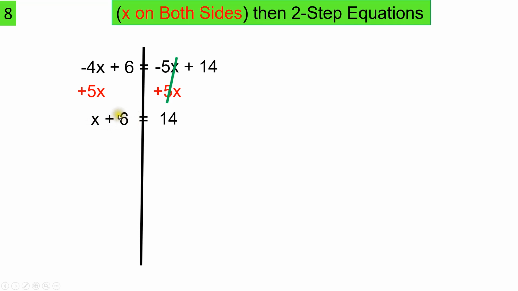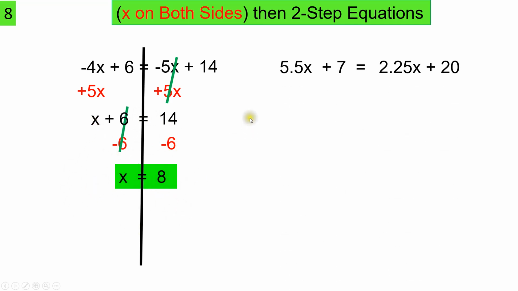I've got to get rid of this guy so that x can be by itself. How do you get rid of a plus 6? You subtract 6, right? Okay, so those become 0. This is 8, and then you bring the x down. x is equal to 8, right? Okay, one more of these.